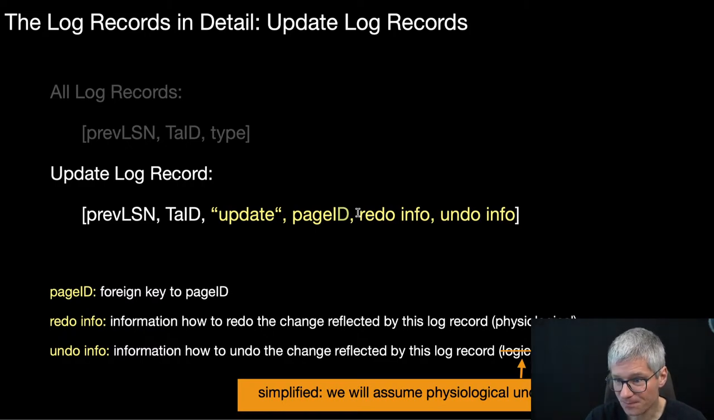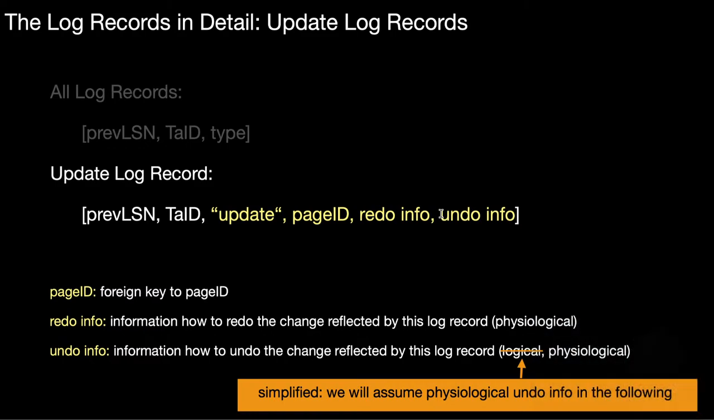The redo information basically gives me the recipe on how to reapply the change to that page. So if I have an old version of a page and I reapply the redo information, I will get to the new version. And the undo information is the backward direction. If I have the new version of the page and I want to get to the old version, I can apply the undo information and get back to the old page. So that's the idea.